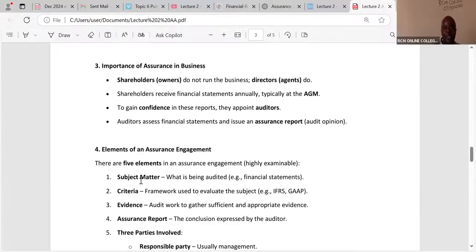There must be the subject matter. What is being audited? In this case, the subject matter for which we're taking that company to audit is the financial statements. Number 2, there must be a criteria. There must be a framework against which I'll be auditing those financial statements. I'm not going to audit those financial statements in a vacuum. No. There must be a framework, the criteria.